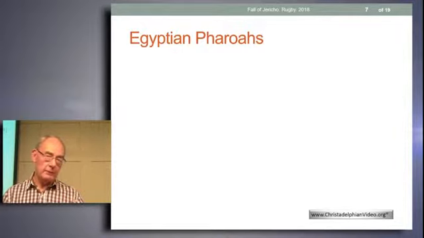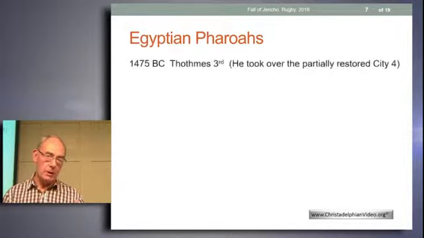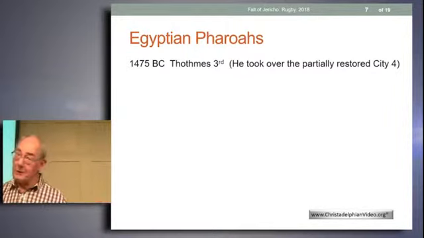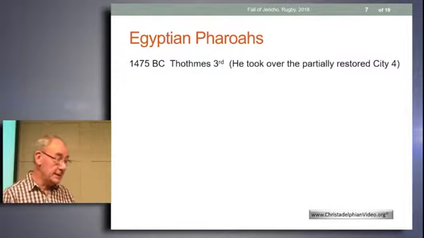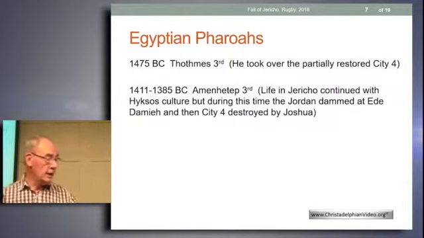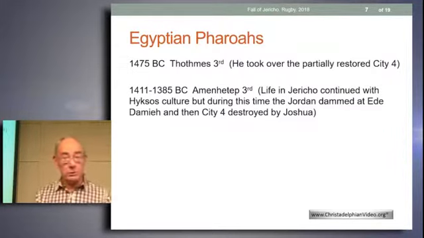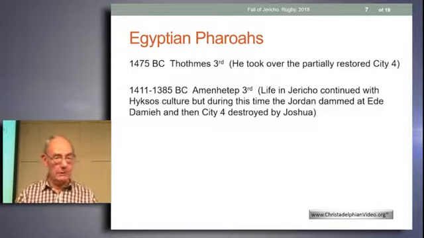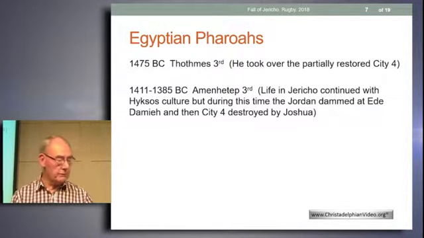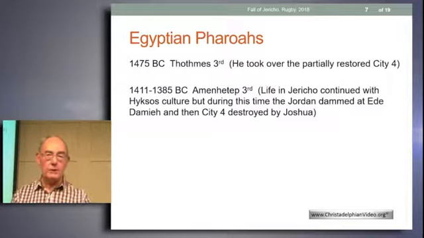BC 1475, that was the time, if you remember, did I say that? I think I said that. No, it was 1575 when they did the partial restoration, so that's 100 years later. There was this Egyptian pharaoh called Ptolemy III, and he was a very proactive sort of leader, and he actually took over that partially restored city, which is City 4, the last version that ever existed of Jericho. So he took it over and started using it.